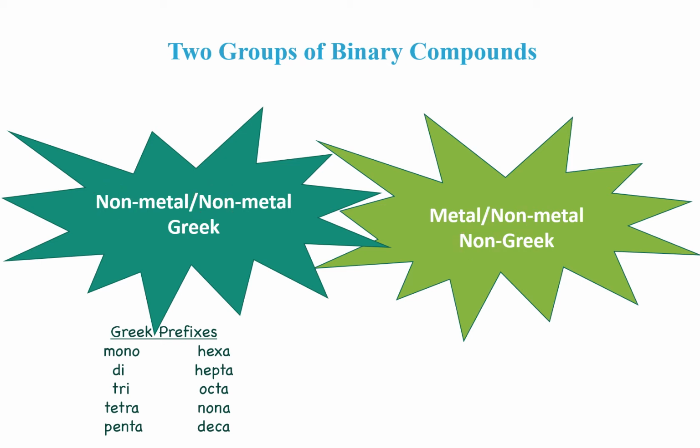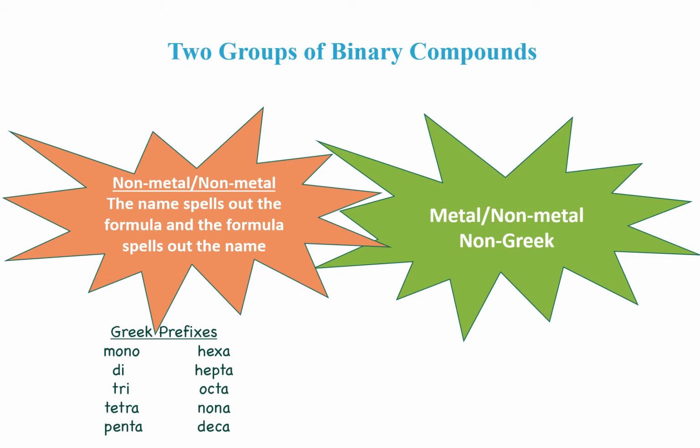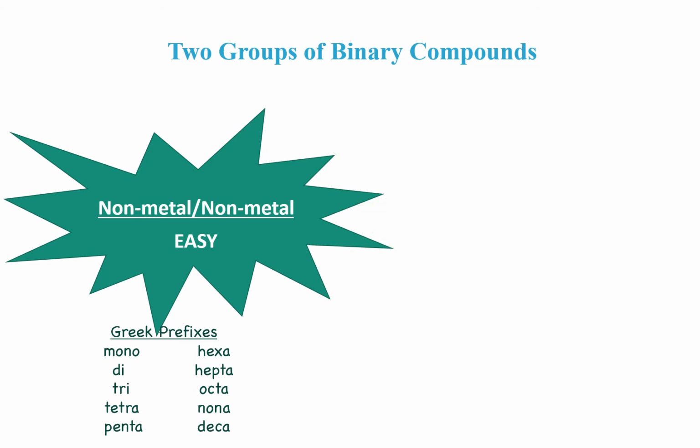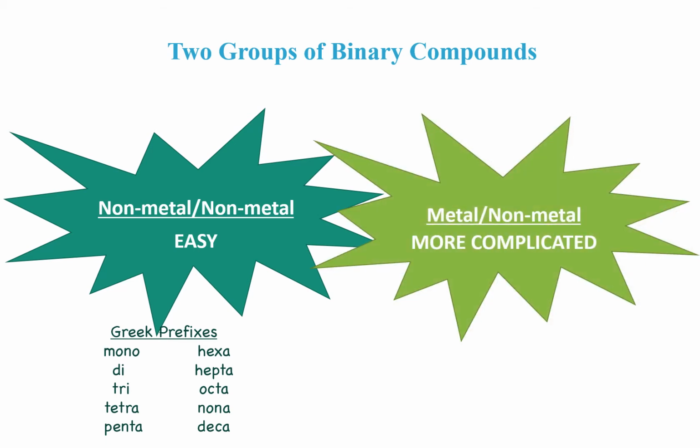The use of Greek number prefixes in the non-metal, non-metal group means that the name spells out the formula, and the formula spells out the name. Easy enough. But because of the absence of Greek prefixes in the metal-non-metal group, the name does not spell out the formula, and therefore, to figure out the formula requires a more complicated process.